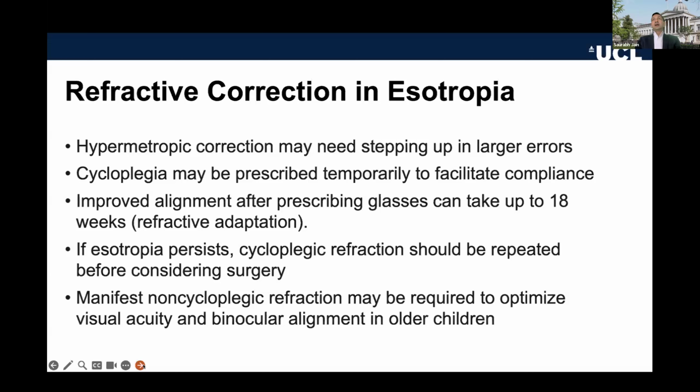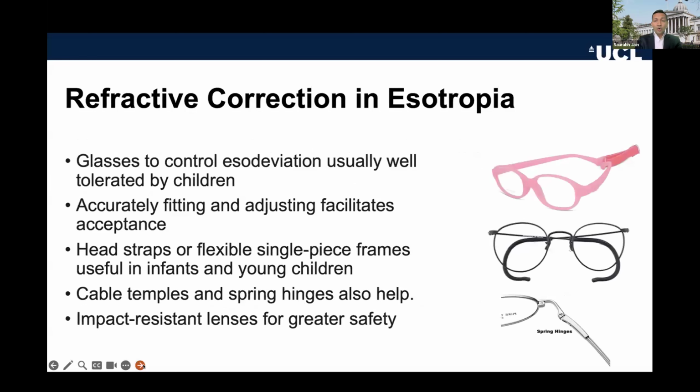If you suddenly see a child with a large amount of hypermetropia, you may need to step it up because they may not accept the full correction, or you might want to give them cycloplegia initially to help them accept the glasses. It can take up to 18 weeks for these glasses to work. And if you are unsure why the esotropia is persisting, it's a good idea to repeat the cycloplegic refraction before giving up.